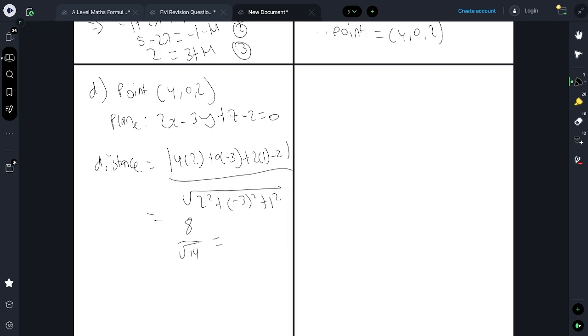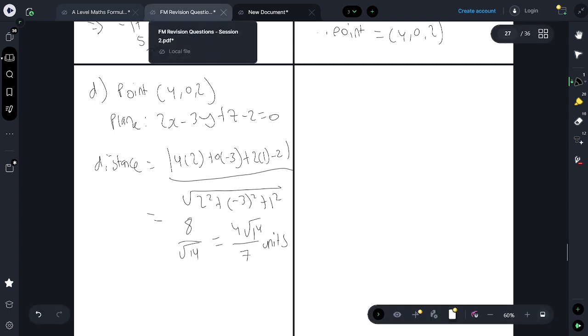And if you want, you can simplify it, I guess. What does the calculator do? 8 over root 14 is equal to 4 root 14 over 7 units. It doesn't actually tell us the units, but that's the distance. And the distance of a point from a plane is fairly straightforward.